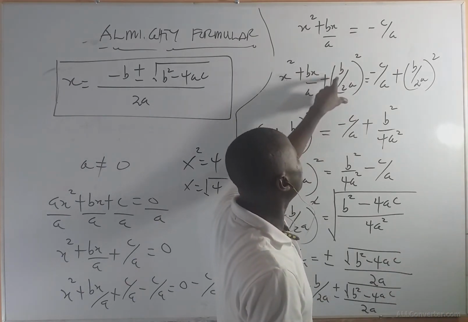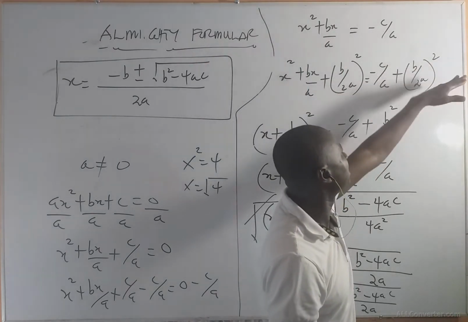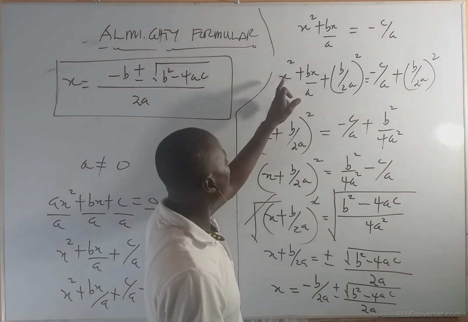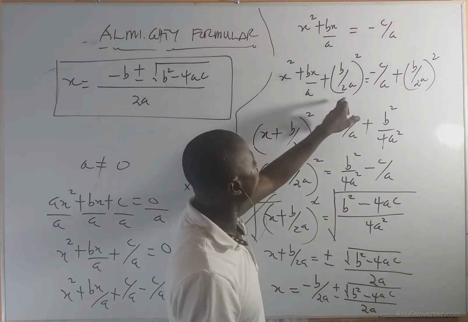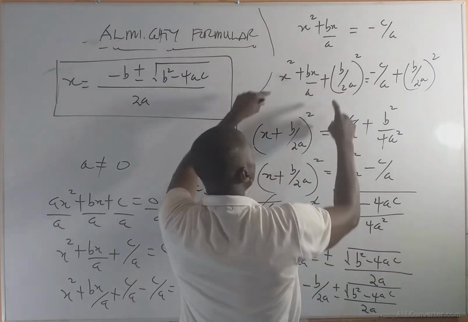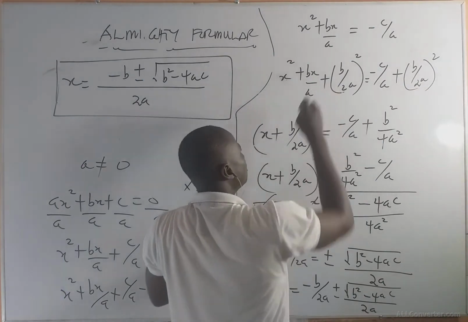So the square of b over 2a is added to the left-hand side. That's how come we have this. And it is added to the right-hand side. That's how come we have this. Then we complete the square. So we have x squared here. Then we have b over 2a also squared here. So by completing the square, we are not ignoring this. But when you write x plus b over 2a all squared, when we expand this, you come back to this.